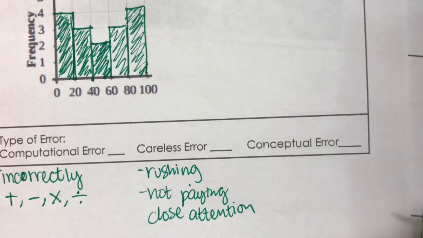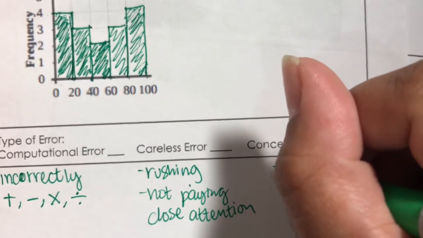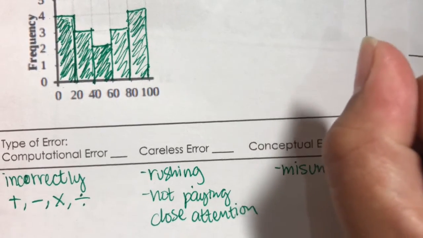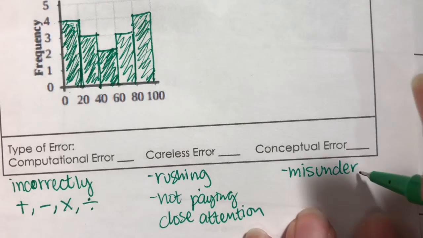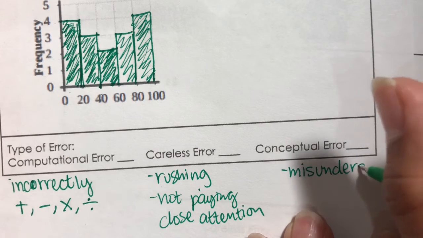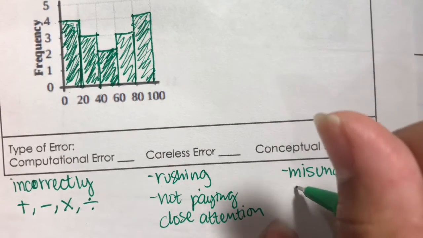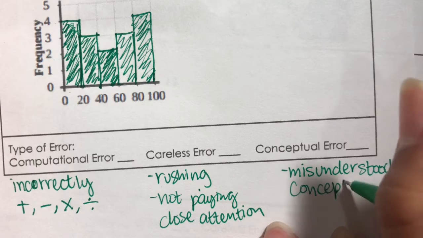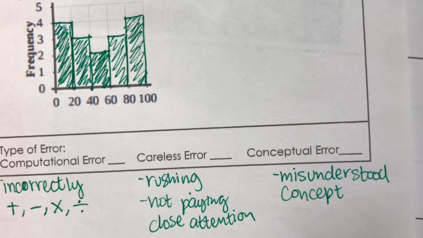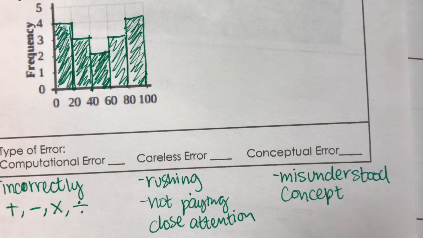And the conceptual error, this is one that I feel happened a lot when I was looking through these papers. A conceptual error is when the concept itself is misunderstood. So sometimes you misunderstand the concept of median or mean, or, I don't know, one-step equations. It's a misunderstood concept. Okay? It's where you don't completely understand the concept behind the actual math problem, and so you make errors because of that.